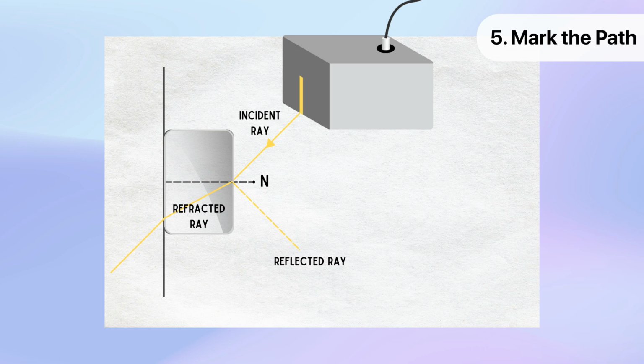Now, using a pencil, mark a cross at the point where the incident ray hits the block. Then, place another cross at the point where the reflected ray bounces off the block. Finally, mark the refracted ray leaving the opposite face of the block with two crosses, one close to the block and one further away from it.